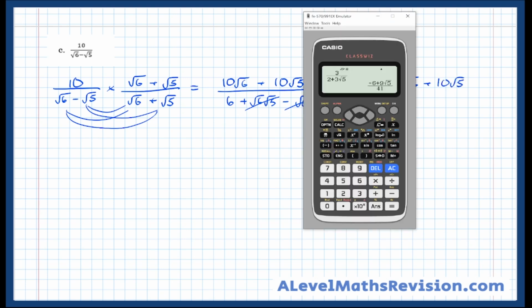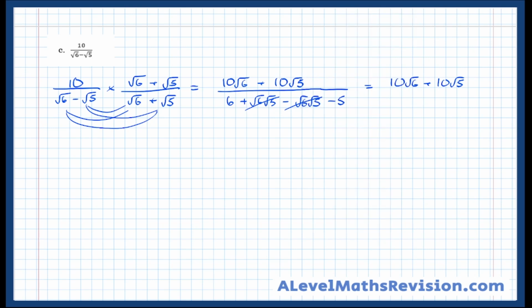And let's just check that on the calculator, the original calculation, what the question originally asked us to do. 10 over root 6 minus root 5 equals exactly what we found. 10 root 6 plus 10 root 5.